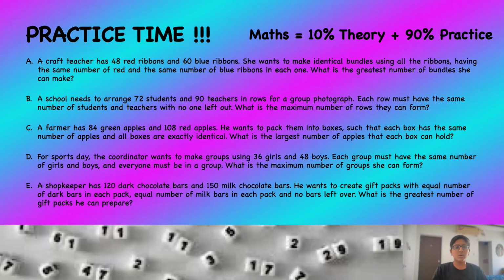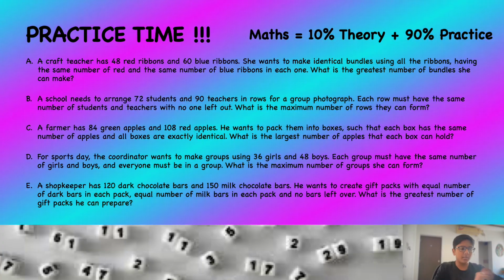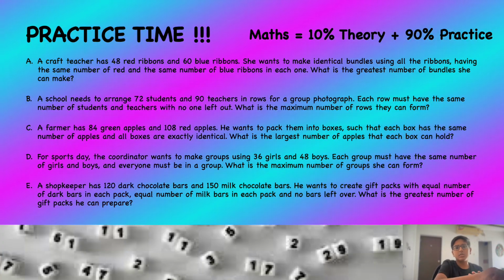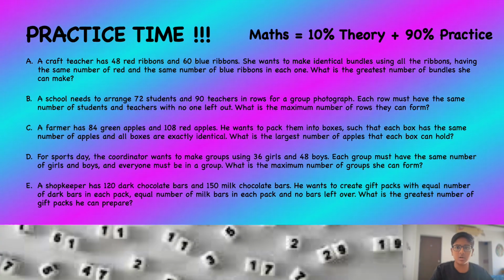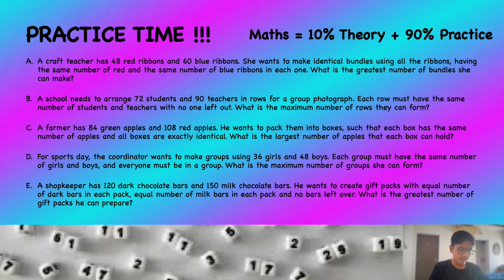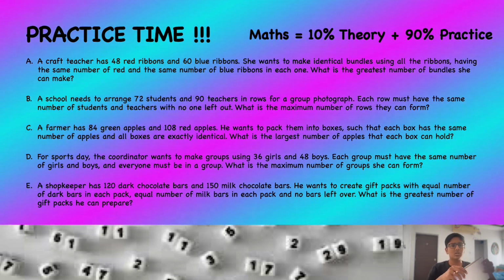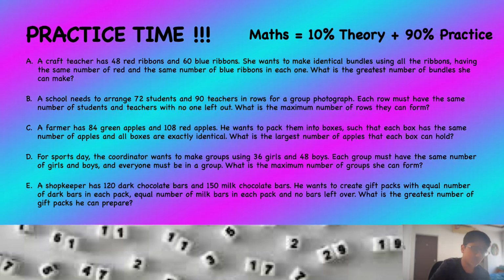Now let's practice what we have learned until now. A craft teacher has 48 red ribbons and 60 blue ribbons. She wants to make identical bundles using all the ribbons, having the same number of red and blue ribbons. So here what we need to do is find the HCF, which gives the highest number of bundles she can make.